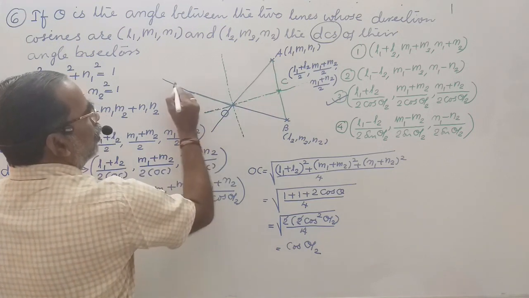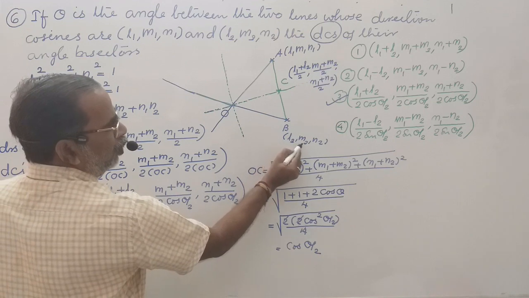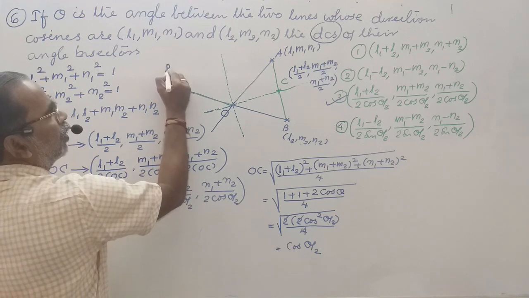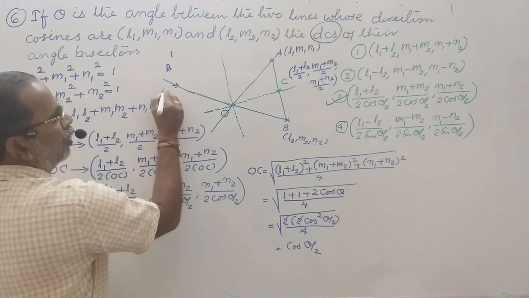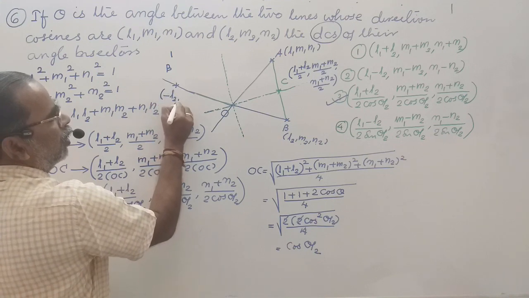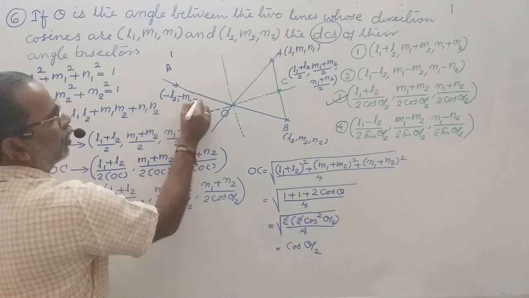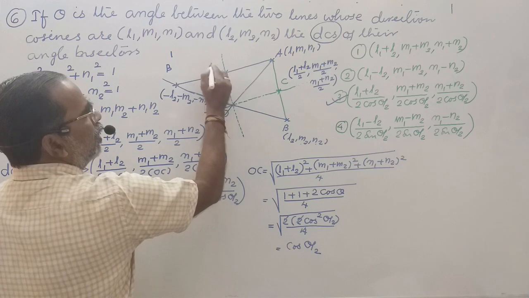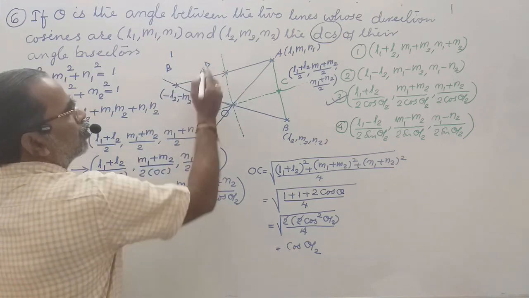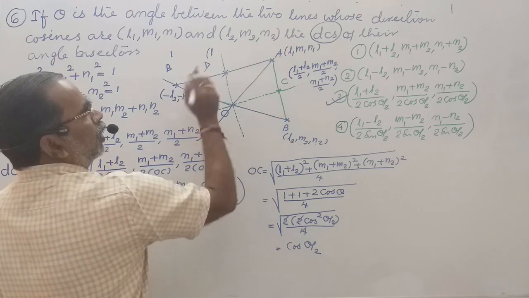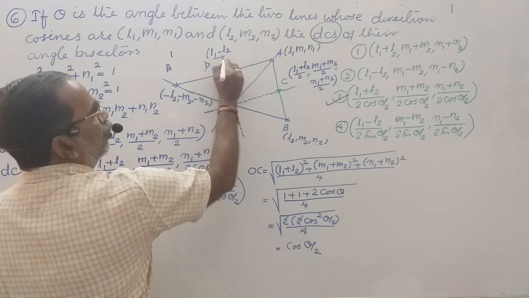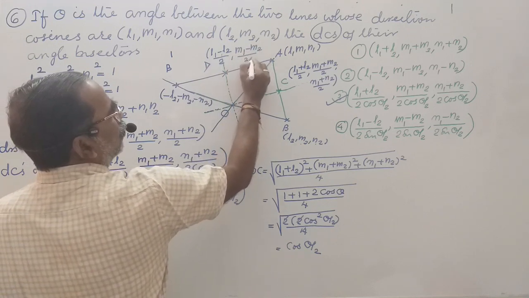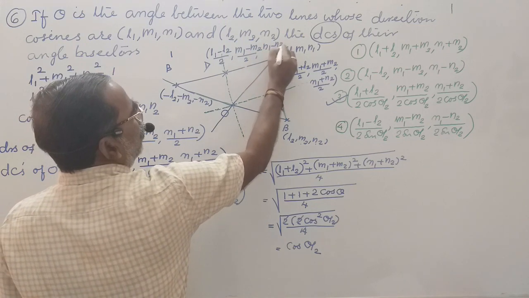I will suppose this point is L1, M1, N1, OB vector. At same distance, I will take another point, which is B dash. What will be B dash? Minus L2, minus M2, minus N2. And also I suppose midpoint of this AB dash is capital D. So D will be midpoint of these two: L1 minus L2 by 2, M1 minus M2 by 2 and N1 minus N2 by 2.